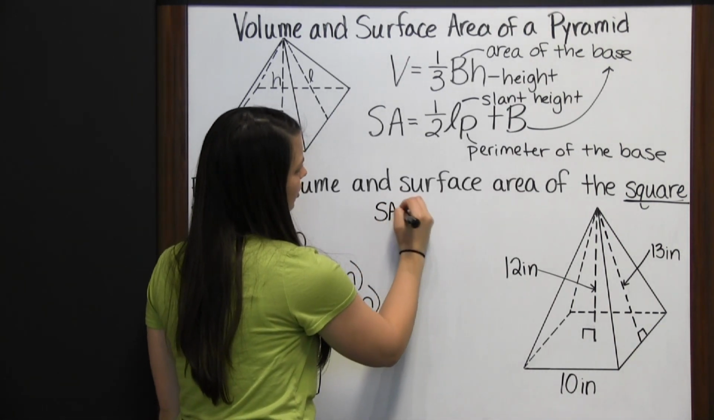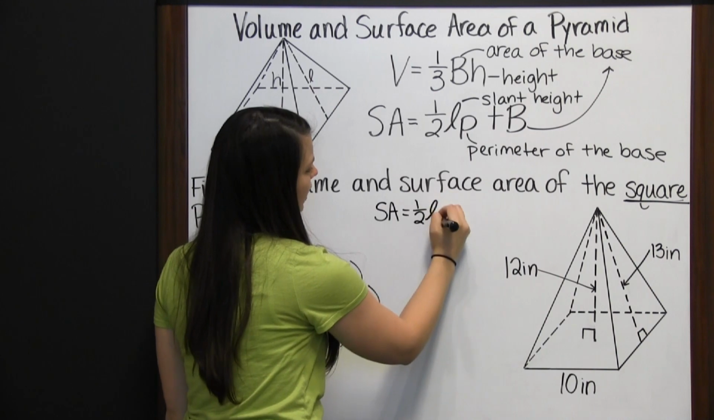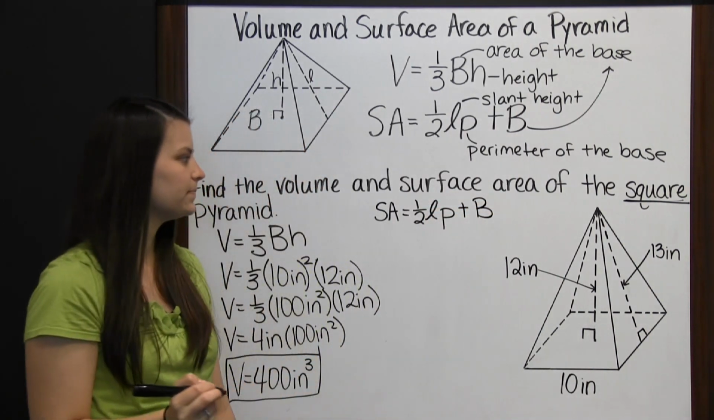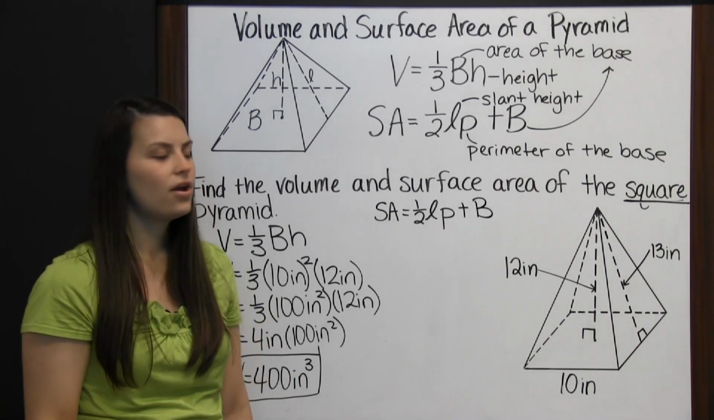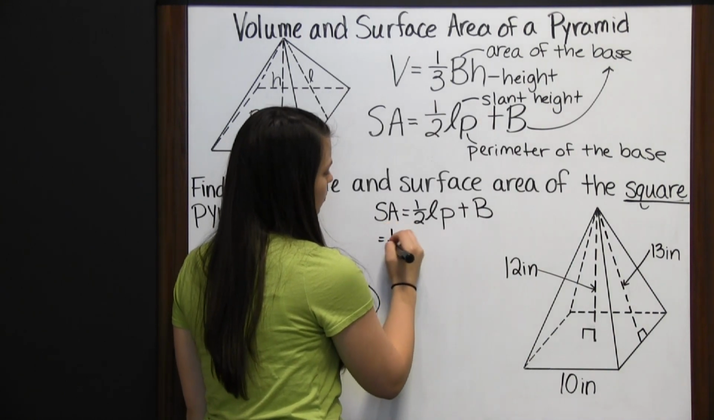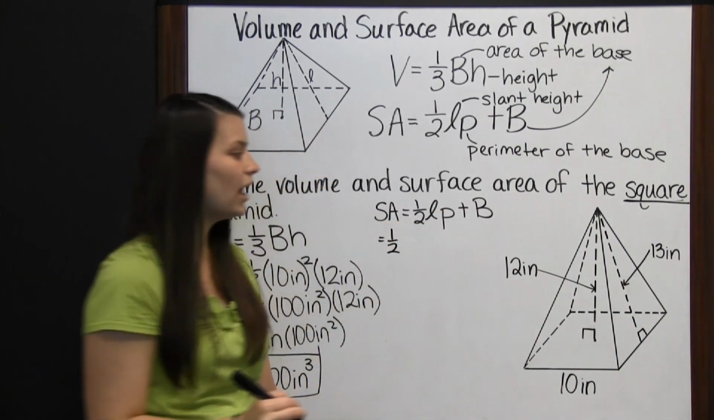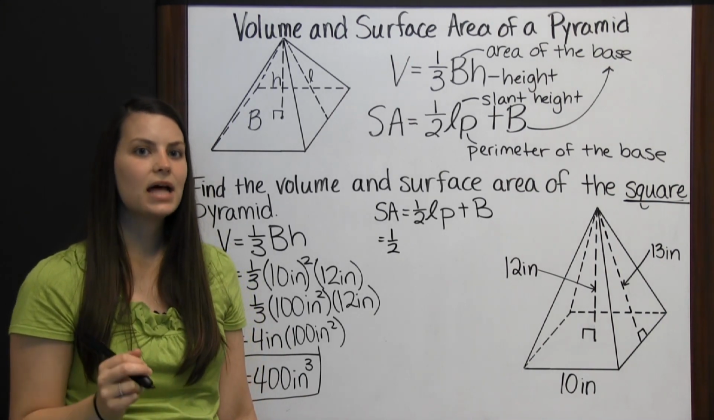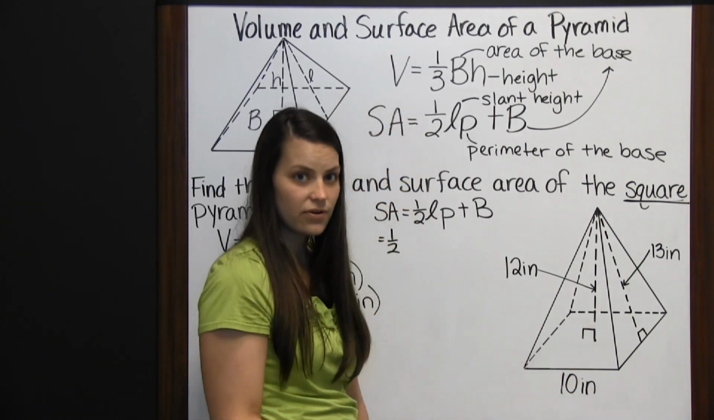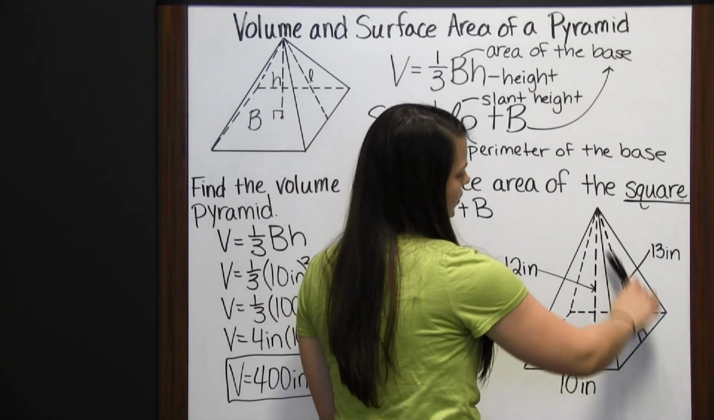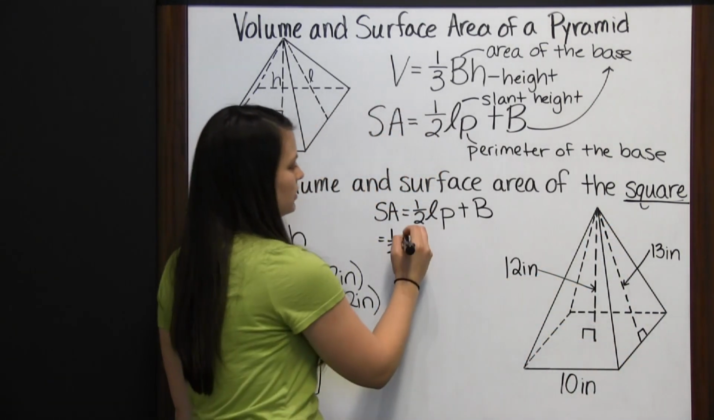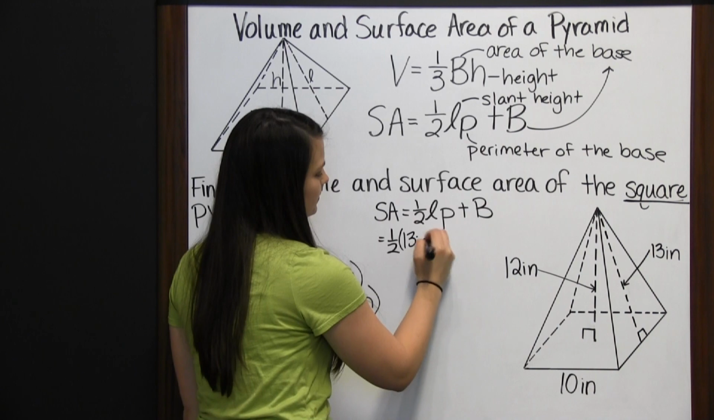The surface area of a pyramid is half the slant height times the perimeter of the base plus the area of the base. And now we'll need to substitute in our different values for those variables. So surface area is 1/2 times slant height. The slant height is the height of the lateral faces, which are triangles. So it's the height of your triangle, one of your lateral faces. And in this case, that's 13 inches. So 1/2 times 13 inches.